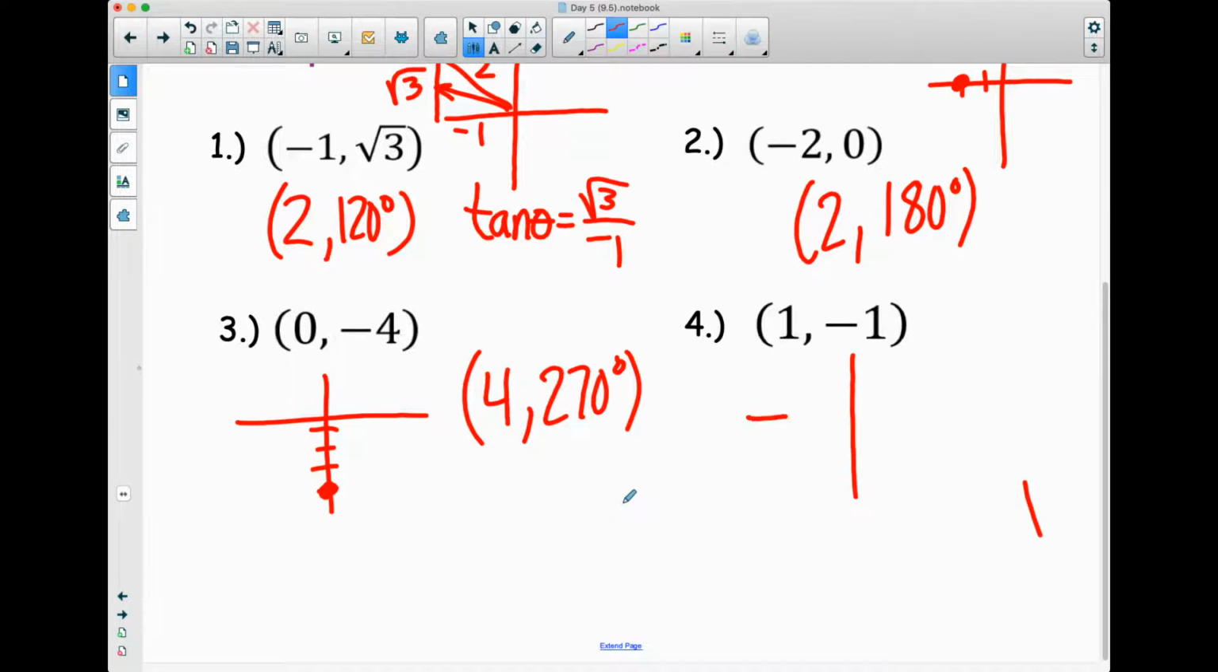If I plot the point (1, -1), that puts me over here in the 4th quadrant. So then I would have 1 squared plus 1 squared, which is 2. So the square root of 2 would be my radius. And what would be my degrees? We want tangent to be 1. So 45-degree reference angle in the 4th quadrant is what?